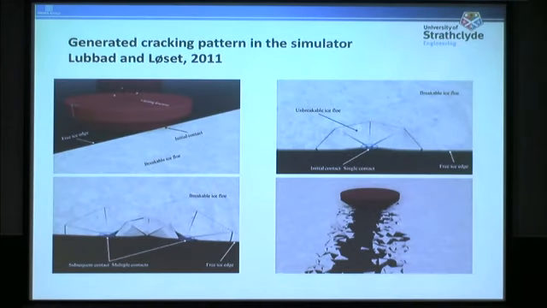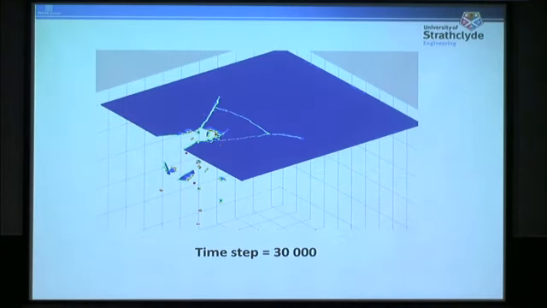And somebody again in 2011, they used a simulator to observe this. As you see, first the radial crack starts and then circumferential cracks grow after that. And we were trying to see if this can be captured by using peridynamics.